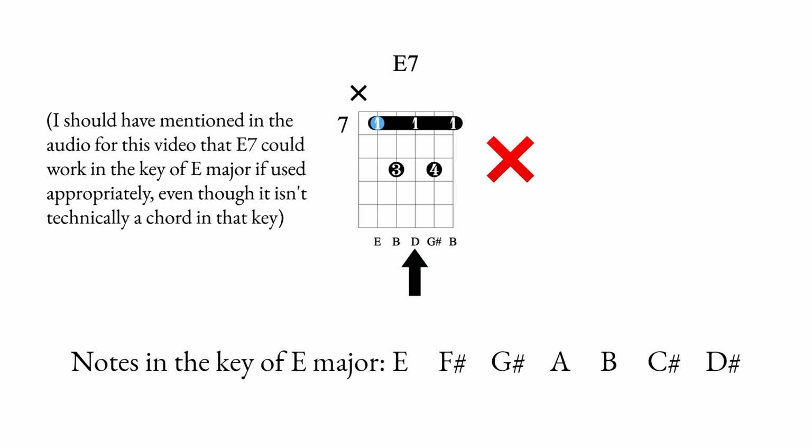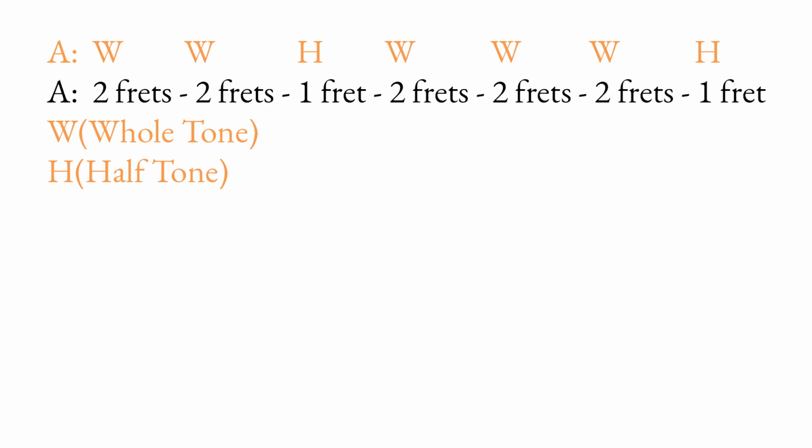So the formula for the major scale is whole tone, whole tone, half tone, whole tone, whole tone, whole tone, half tone. You might also hear this described as tone, tone, semitone, tone, tone, tone, semitone. But that just means the same thing. A whole tone and a tone in music are the same thing. They're equal to 2 frets. A half tone and a semitone are the same thing as well, and they're equal to 1 fret. So the formula is basically 2 frets, 2 frets, 1 fret, 2 frets, 2 frets, 2 frets, 1 fret.